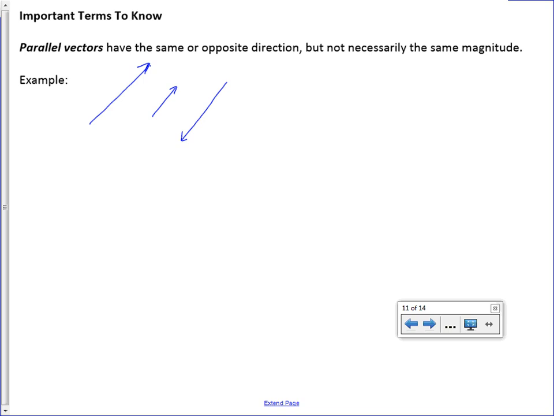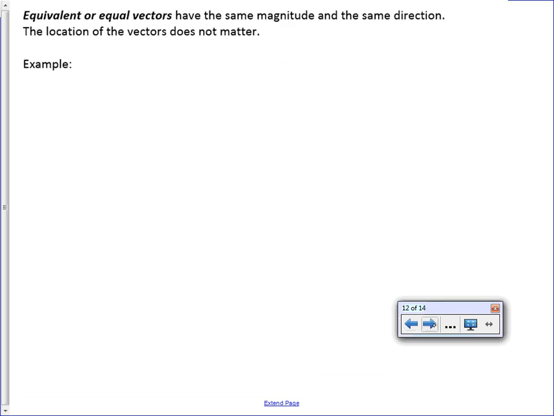Okay, ready for another one? Another new terminology of vectors. Here's another one. So, equivalent or equal vectors. Okay, equivalent or equal. So either of those terminologies.